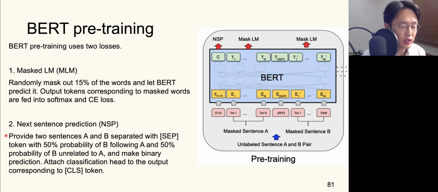The way this is done is you take natural language text, and after some sentence within a paragraph, you chop the paragraph in half. So the first part is sentence A, the second part is sentence B, and then with 50% probability, you swap the order. So with 50% probability, the two sentences are in correct order, and with 50% probability, the two sentences are out of order. Then BERT is asked to predict whether the two sentences are in order or out of order.